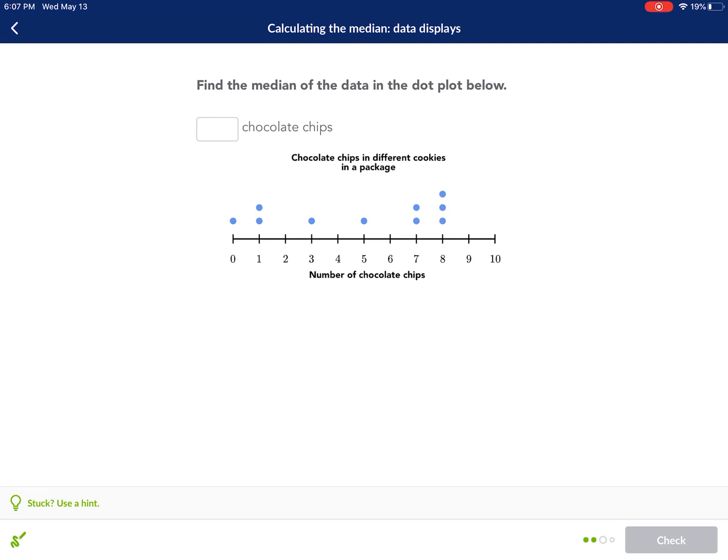Find the median of the data in the dot plot below. Chocolate chips in different cookies in a package.